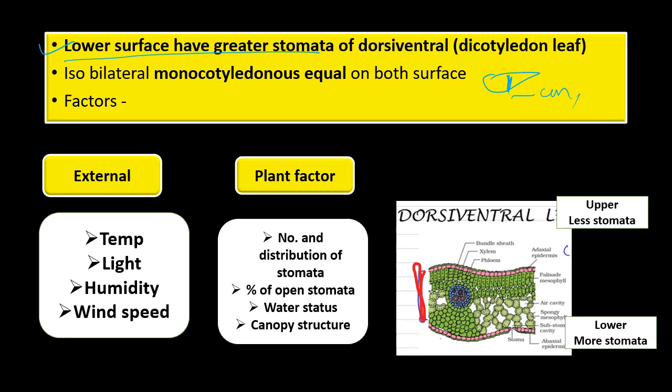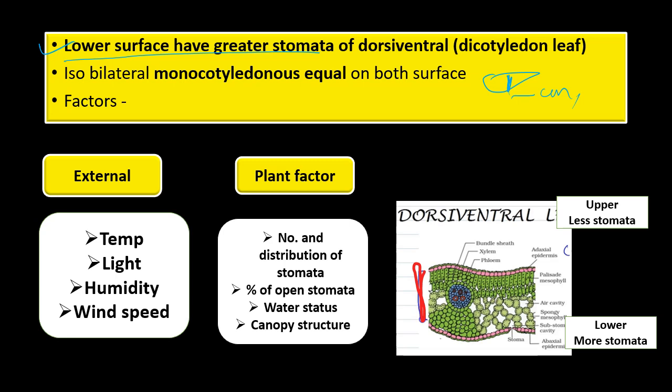As in monocotyledons, in monocotyledon plants we see isobilateral stomata. Isobilateral stomata means that the upper surface and lower surface both contain the same stomata.